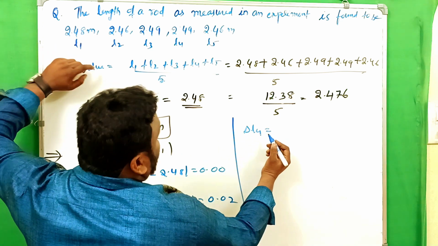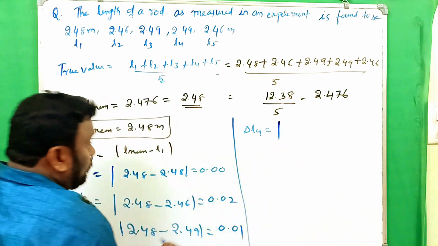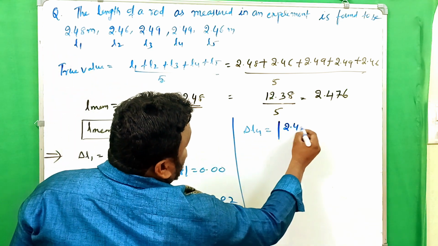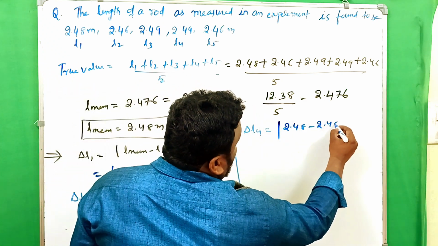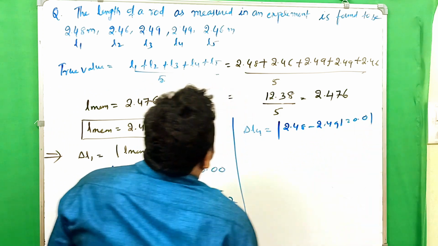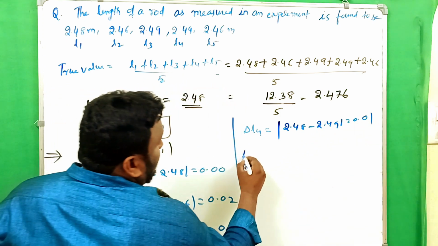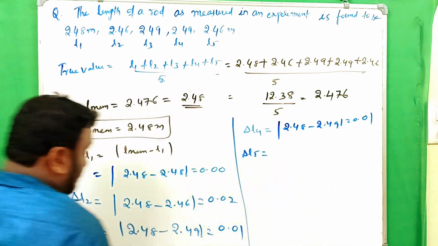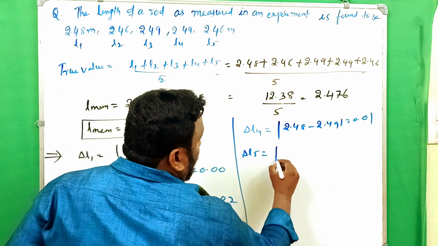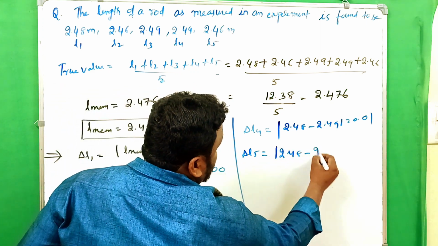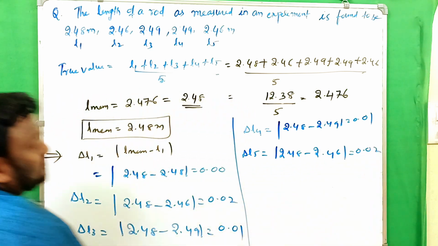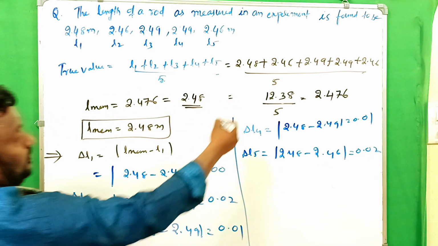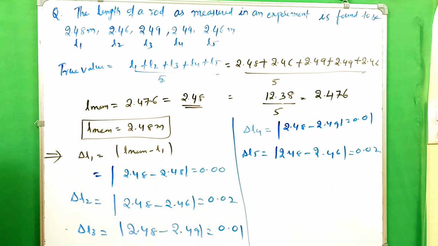Delta L4 is equal to what here? Again 2.48 minus 2.49, so that is 0.01. And next, delta L5. That is the modulus of 2.48 minus 2.46, which equals 0.02. So these are the absolute errors of the measured values.